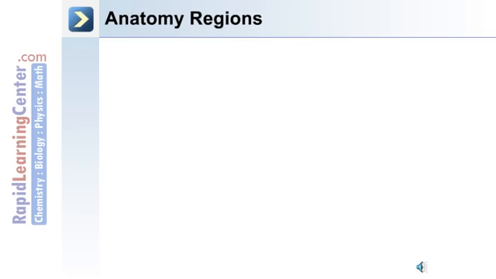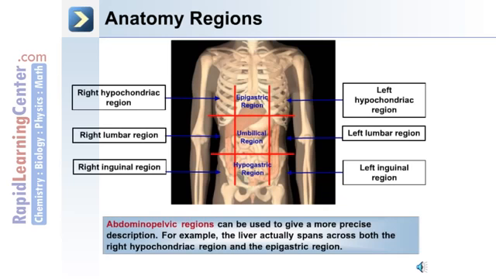The abdominal pelvic area can also be divided into anatomy regions. Beginning at the top, where the rib cage is, is the epigastric region. Underneath this is the umbilical region. And in the pelvic area, the hypogastric region. To the left and right is the right hypochondriac region, the right lumbar region, and the right inguinal region.